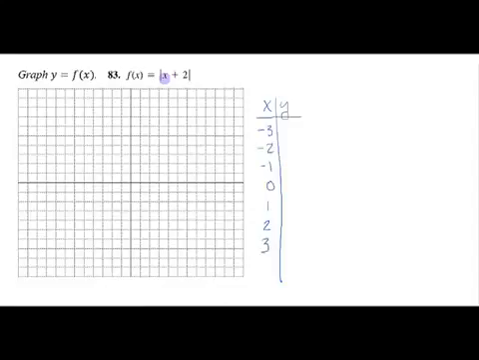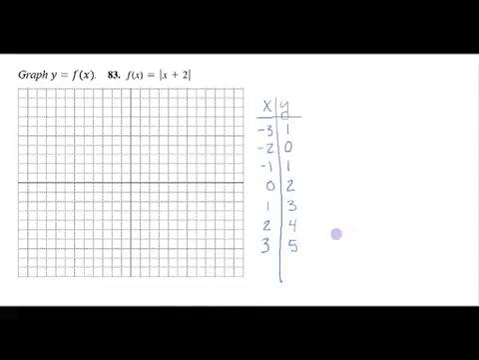When I put -3 in this function, -3 plus 2 is -1, and the absolute value of -1 is 1. Putting in a -2 plus 2 is 0, and the absolute value of 0 is 0. If I put in a -1 plus 2, I get a 1. The absolute value of 1 is 1. A 0 plus 2 is 2. Absolute value of 2 is 2. A 1 plus 2 is 3. The absolute value of 3 is 3. 2 plus 2 is 4. Absolute value is 4. 3 plus 2 is 5.